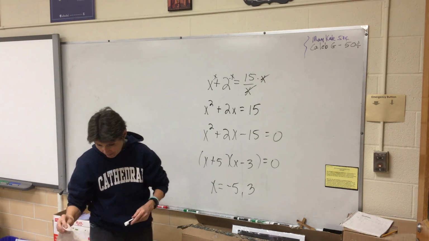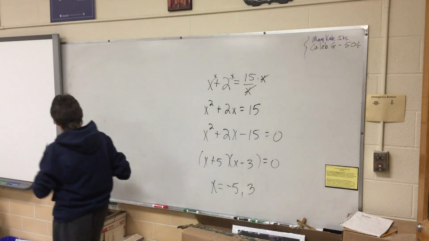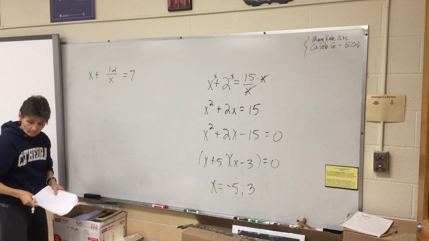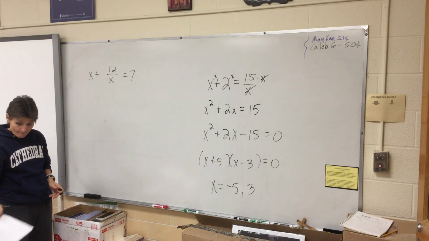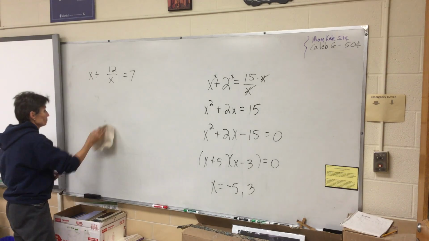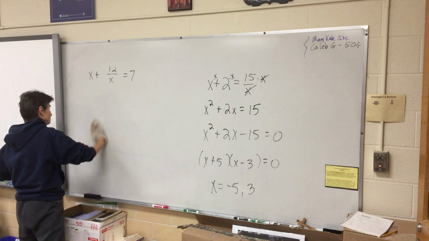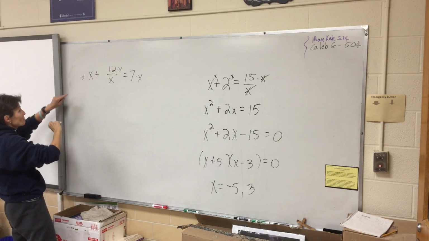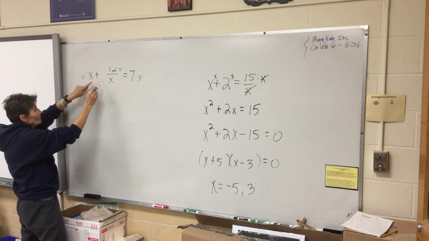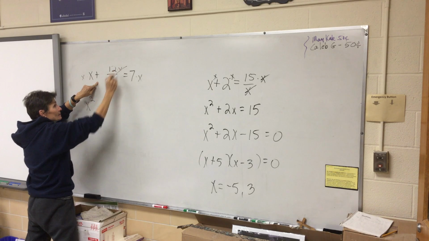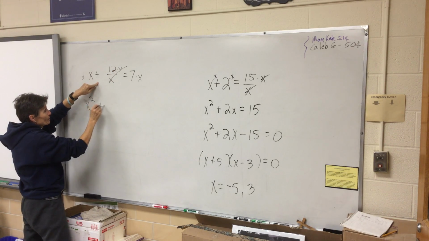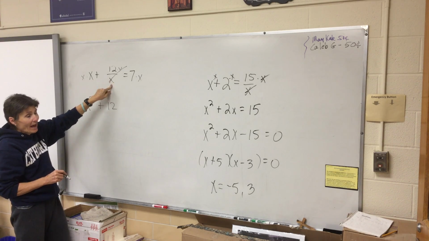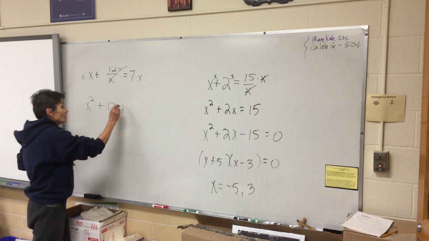Looks like some of you are already working ahead on the next one. What do you think might be a good way to start problem 3? Multiply by x. Yeah, it's the same kind of problem, isn't it? So we'll do the same thing. We'll multiply everything by x, and please be careful, we're going to have x squared. What do we have here in the middle? Just 12. Very good. Remember, the whole reason that you multiplied was to get rid of that. So that cancels out. And then we have equals 7x.